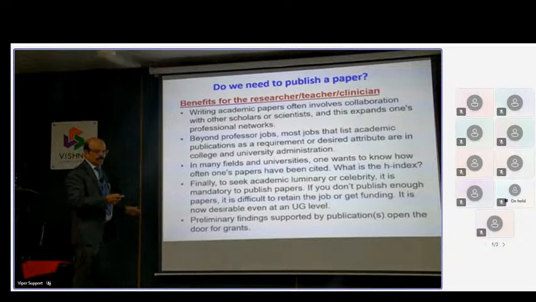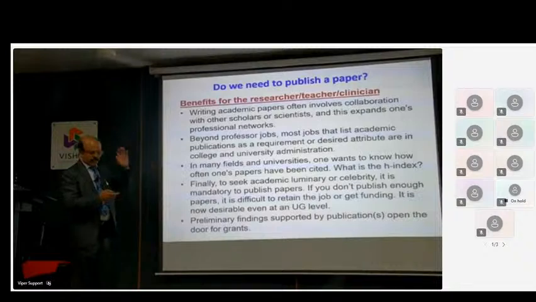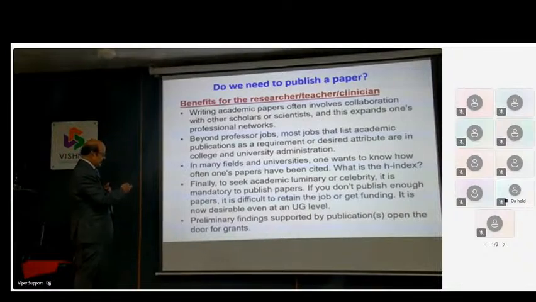So it is like a dose response curve. You keep on consistently publishing. In many fields and universities, one wants to know how often one's papers have been cited and what your H index is. The index should be above 10. Average people say that. Finally, to seek academic luminary status or celebrity, it is mandated to publish papers. If you do not publish enough papers, it is difficult to retain the job or get funding.